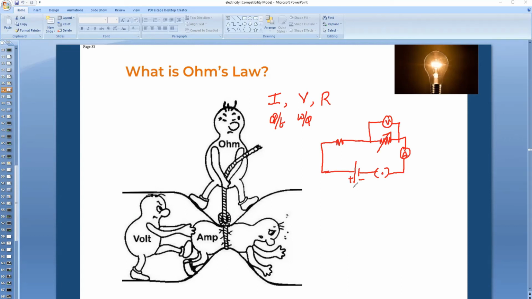Now, if the battery voltage is increased, the electric current also will increase. Battery in the sense of potential: if V increases, electric current also will increase. Ohm's law is applicable at room temperature. At room temperature, V is equal to IR. So the relation between I, V, and R is V equals IR. This is Ohm's law.